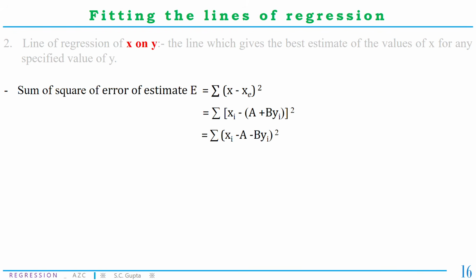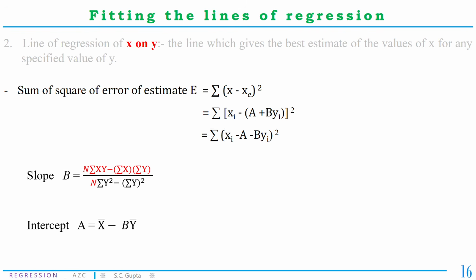The sum of squares of error of estimate, e, is equal to sigma of x minus xe whole square, which ultimately is equal to sigma of xi minus a minus b yi whole square. Line of regression of x on y. The equations of slope and intercept are as given here.